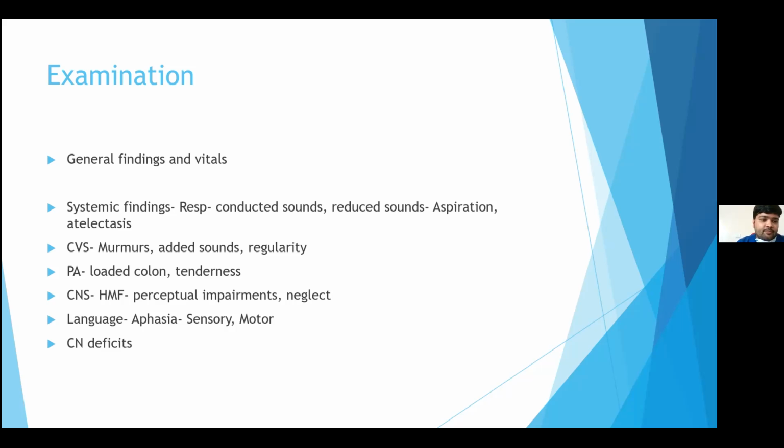And look for added sounds, any murmurs, which might point to either valve abnormalities or anemia, which might affect the endurance. The abdominal examination, look for a loaded colon, because bowel habits might be irregular in stroke when they've been lying down for a long time and they've not passed motion for several days. This is a commonly encountered complaint. And in the central nervous system, look for perceptual impairments and neglect. When it comes to the language, generally people with left MCA territory stroke start off with global aphasia and gradually move on to a motor aphasia, and then they will have word finding difficulties.